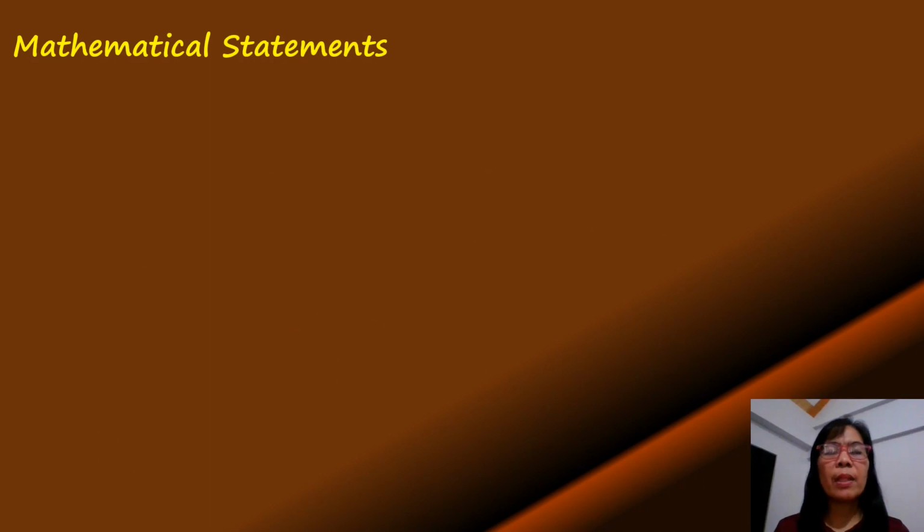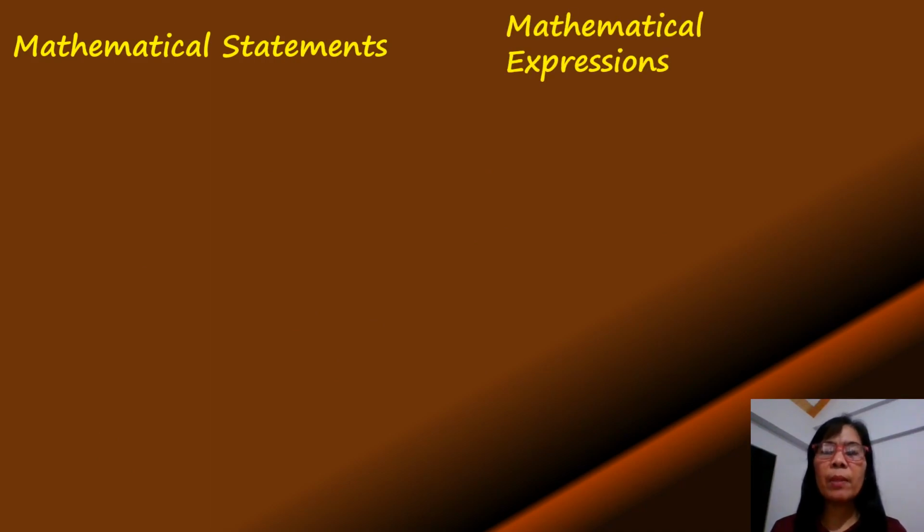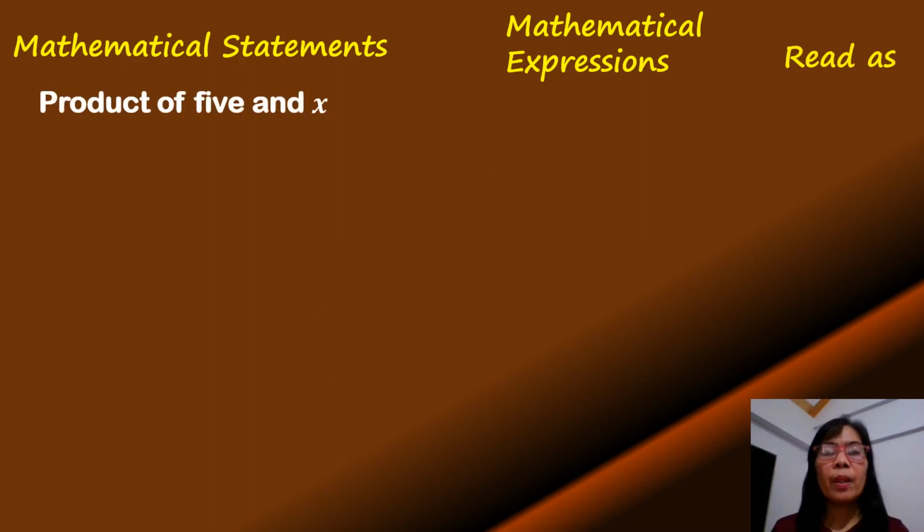Let us now translate mathematical statements into mathematical expressions using symbols. The product of 5 and x. When we say the product, that means multiplication. So the product of 5 and x means 5 times x. You can put your x inside the parenthesis that denotes multiplication, or you can just write 5 and x side by side. Again, if you have a number written beside a literal number, that means multiplication.